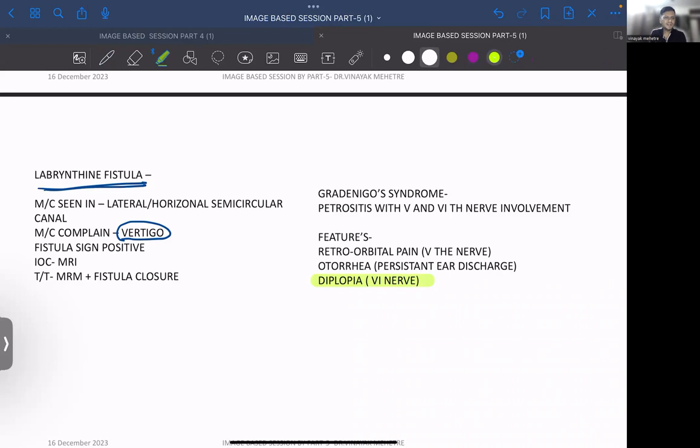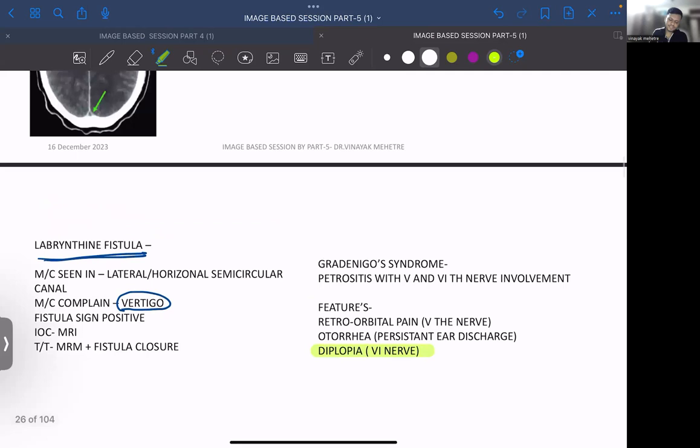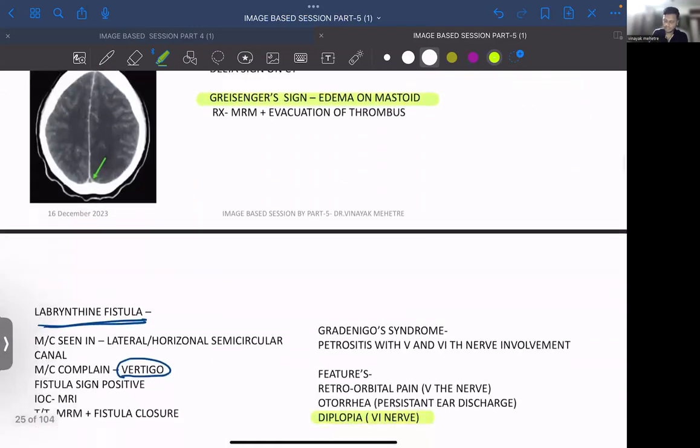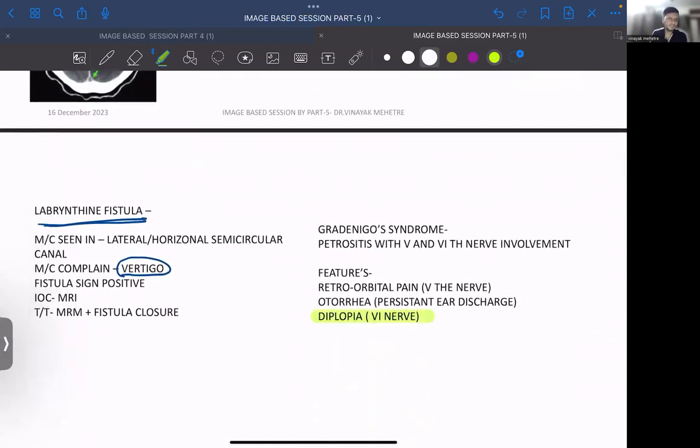It is Gradenigo syndrome. Where will we find blurring of vision? In the previous one, but we are not going to see double vision there. Where will double vision be found? Gradenigo syndrome. It is a history of CSOM, one question will be there. You can remember it by the mnemonic ROD: retroorbital pain, otorrhea and diplopia.